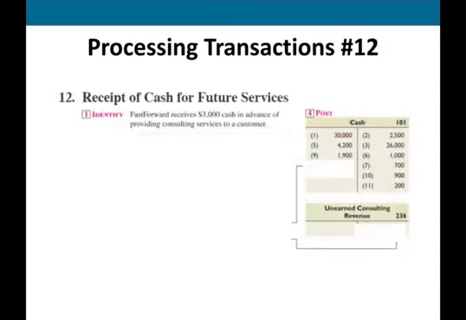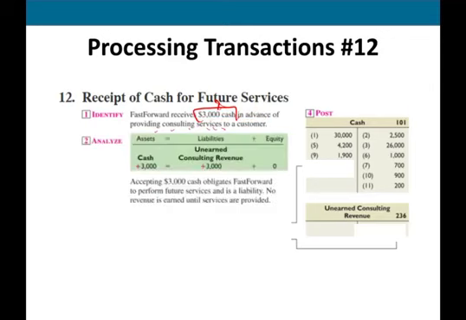Transaction 12. So this is a new transaction. Fast forward, received $3,000 cash. Cash will go up in advance of providing consulting services. We received this money in advance before we did the service. When we receive the money before we do the service, we're going to have a liability called unearned consulting revenue. Unearned means we have not earned the money. We have the money, but we haven't earned it. Therefore, it's a liability. So cash is going to go up.